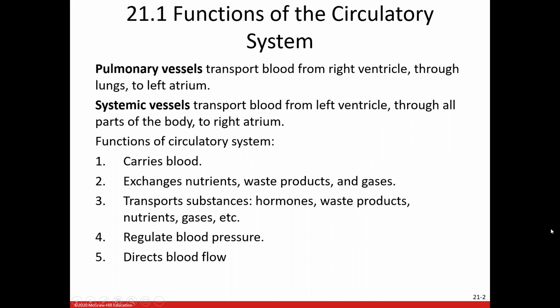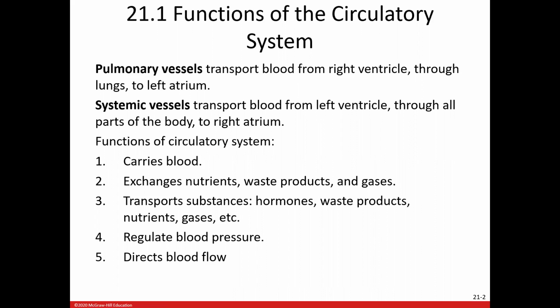And there are two types of vessels we have within the circulatory system. We have pulmonary vessels, which are responsible for moving blood from the heart to the lungs to get oxygenated. That blood goes from the right ventricle through the pulmonary trunk to the pulmonary arteries, which go to the lungs to pick up oxygen and then return that oxygenated blood back to the left atrium.